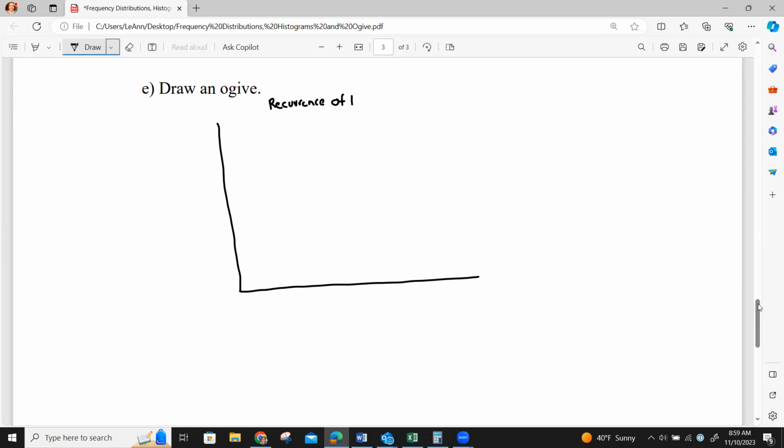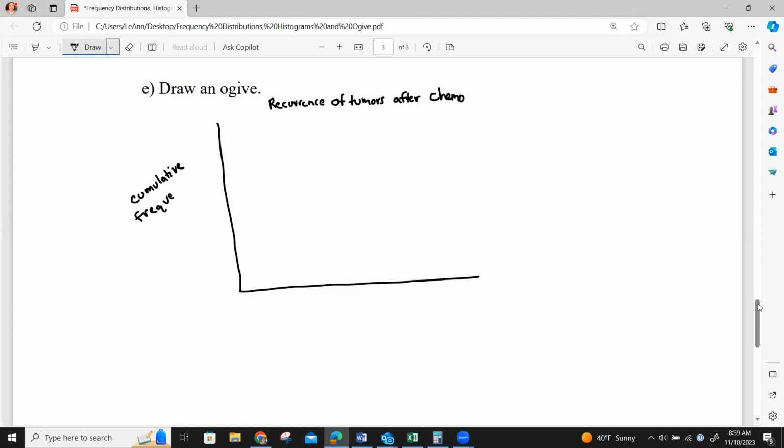of the tumors after chemo, still the same title, because that's what we're talking about. That's what we're giving the graphical representation of. But over here on the side, we're going to write cumulative frequency instead of just frequency or relative frequency.